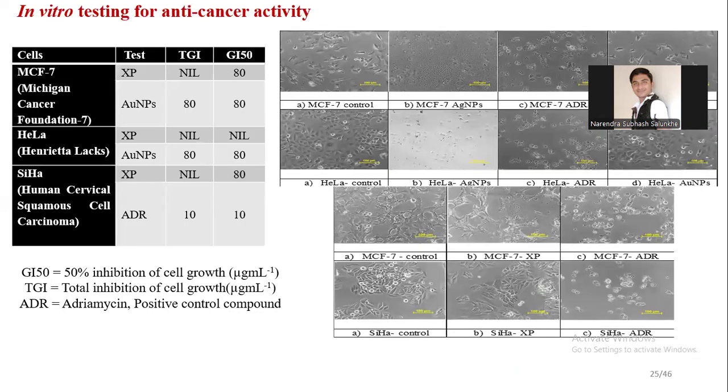After the antibacterial activity, I proceeded to test the pigment and pigment-based nanomaterial in vitro for anti-cancer activity against different cell lines like MCF7, HeLa cells, and SiHa cells. It was observed that it was significant for anti-cancer activity against MCF7 cells. This figure represents and supports the tabular data.